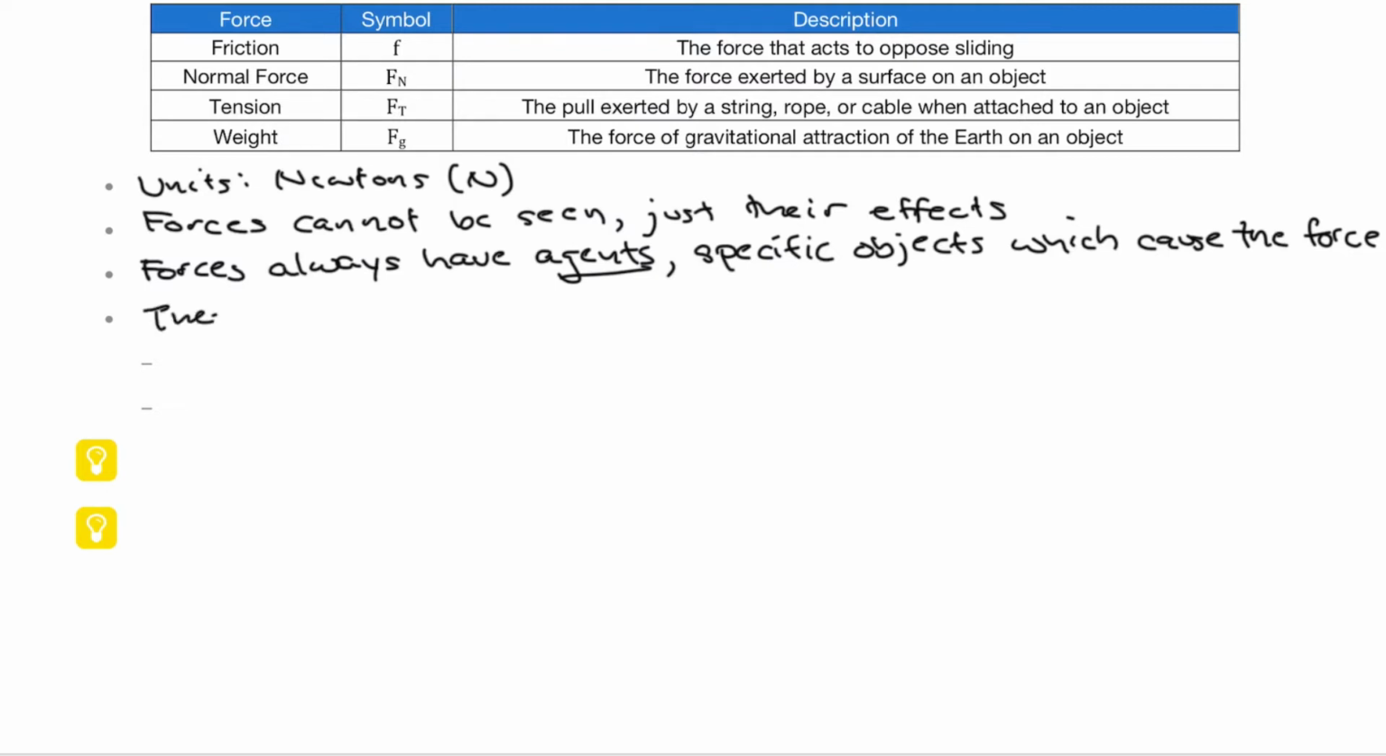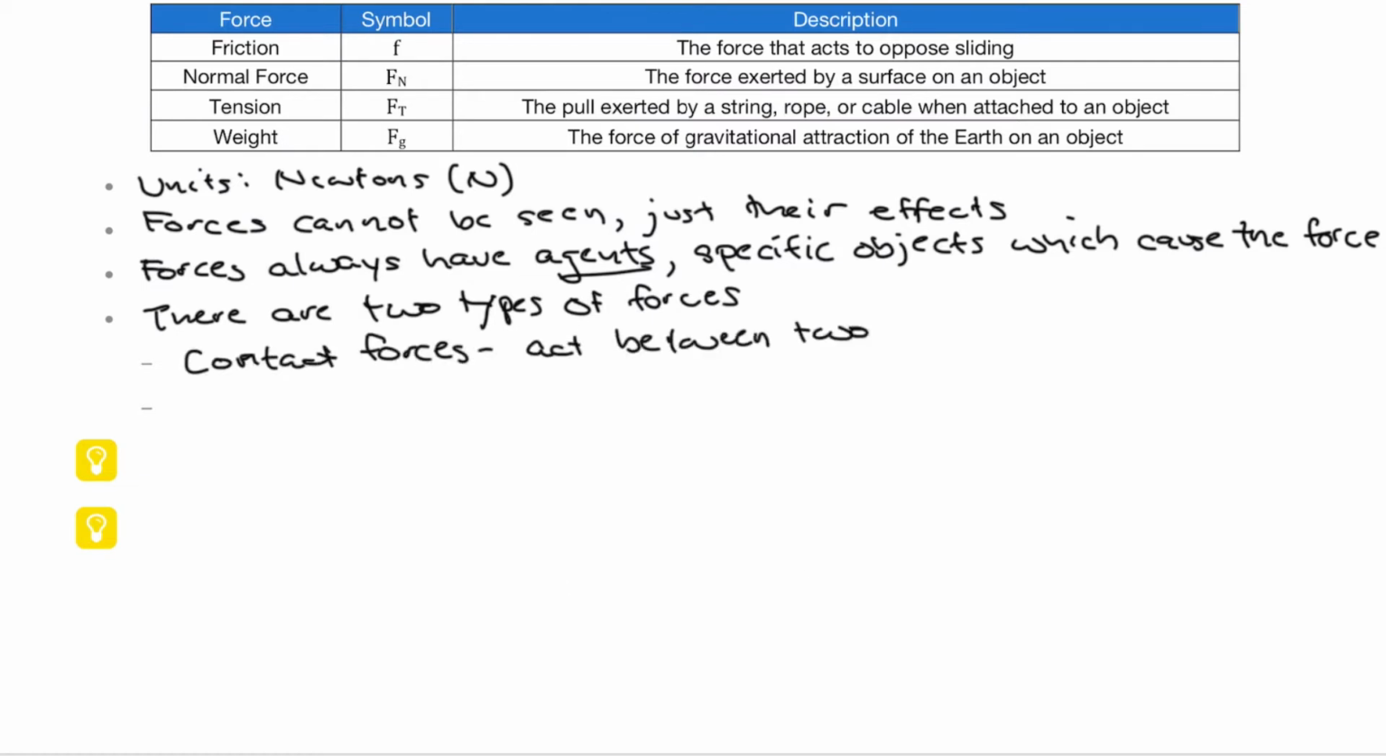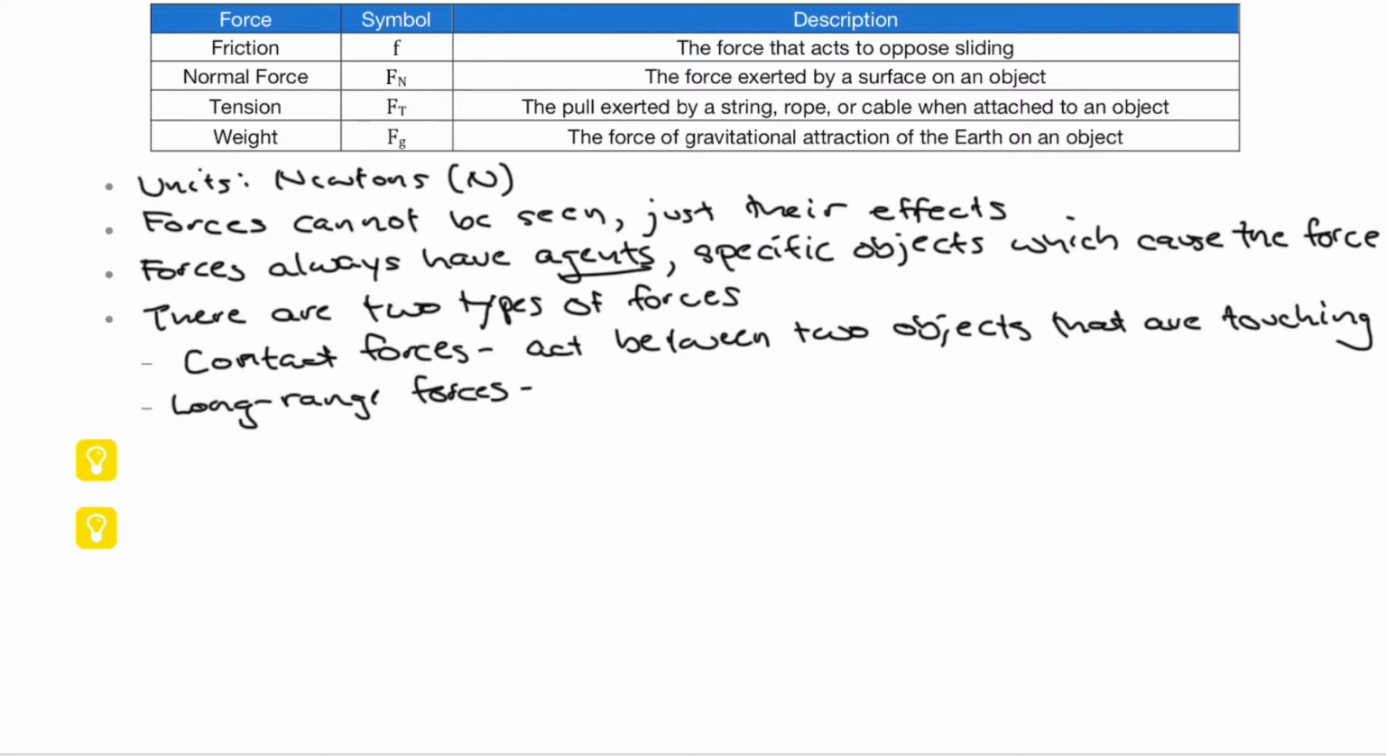There are 2 types of forces. The first type is contact forces. These act between 2 objects that are touching. So in this case, it's quite easy to distinguish the agent because it should be touching your object. Long-range forces can act between objects which aren't touching. Fortunately, in this course, we're only going to see one long-range force, and that's the force of gravity.